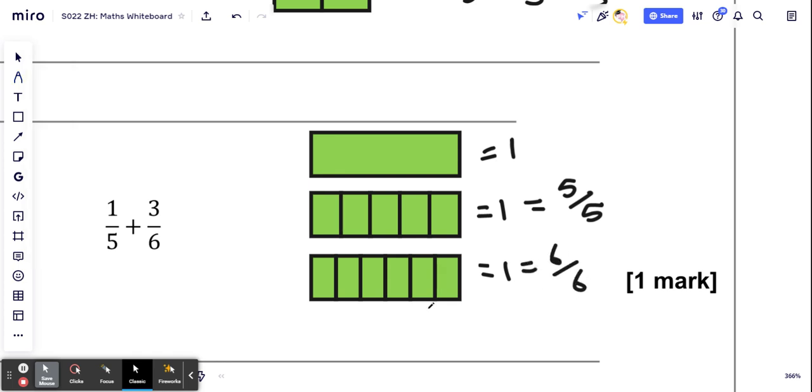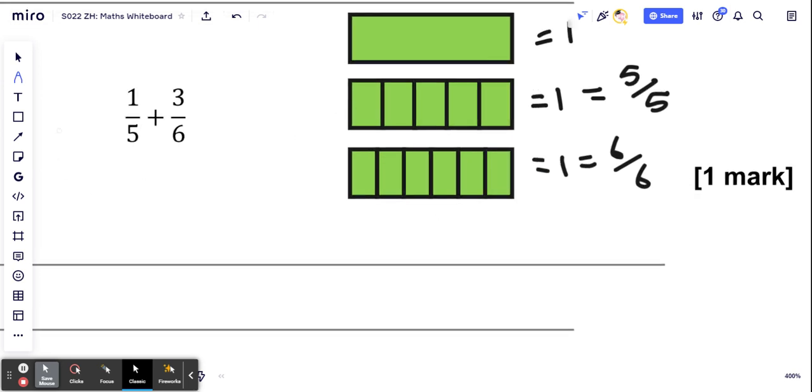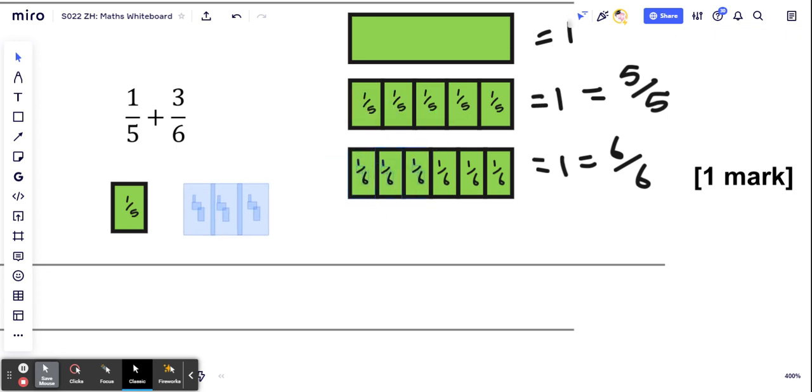So what we're trying to do here is get one of these fifths. Let's label these. I'm going to label each one of these as 1/5 and label each one of these as 1/6. So what that's getting us to do is to get one of these, and add it to 3 lots of these.